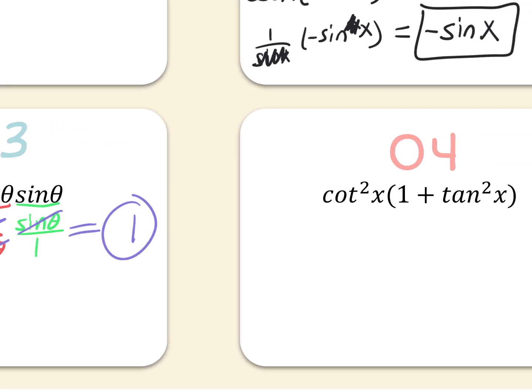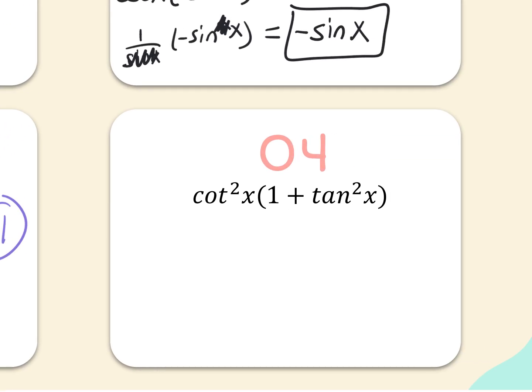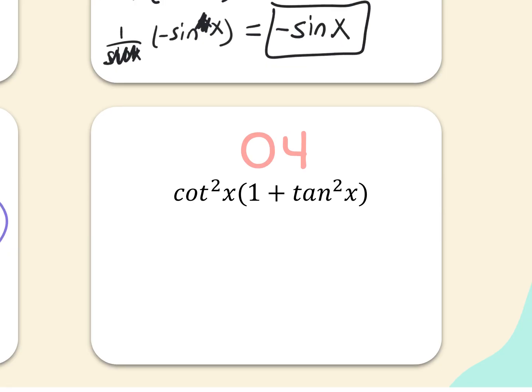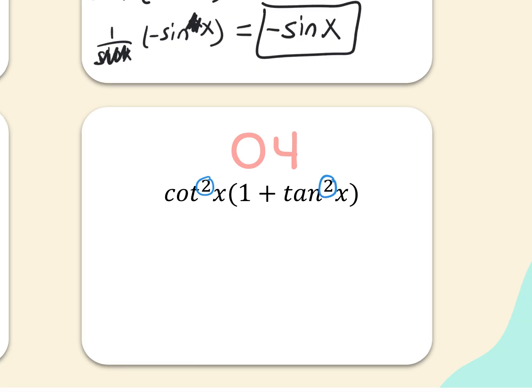All right? Now, if you look at this next one, I have a cotangent squared x times 1 plus tangent squared. This should also give you some clue as to what to do, right? You don't really want to immediately change everything to sine and cosine. But what you can do is maybe use an identity, right? I see squareds, right? There's a square here and a square here. That's some indication that you can probably use a Pythagorean identity.